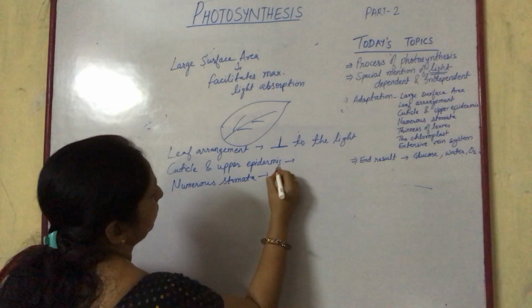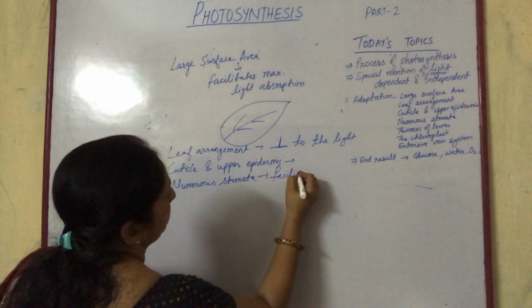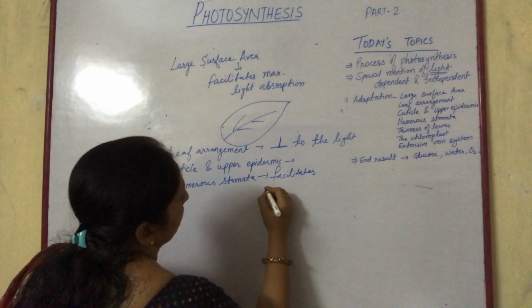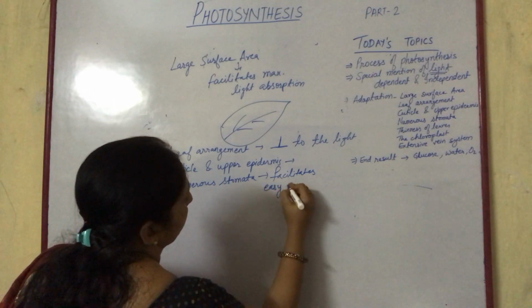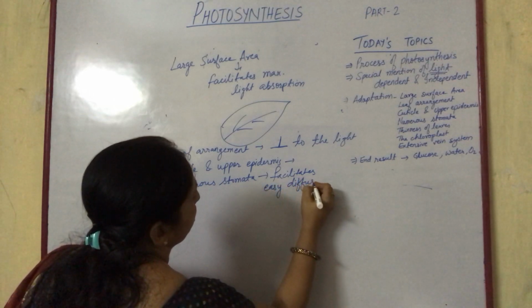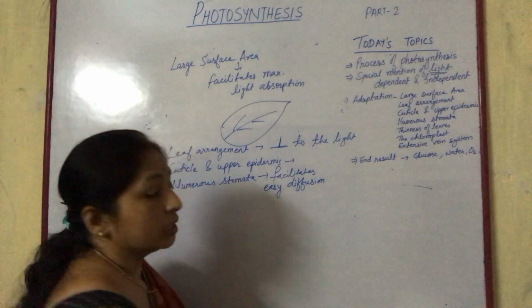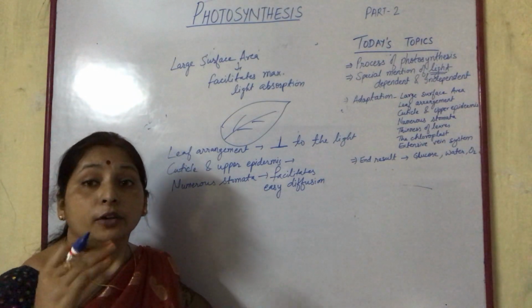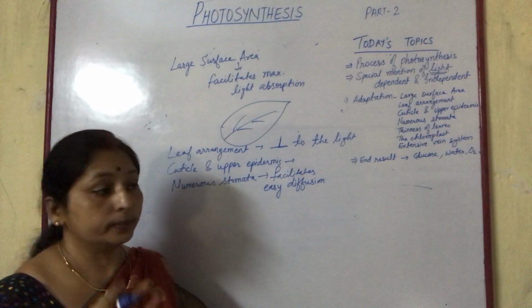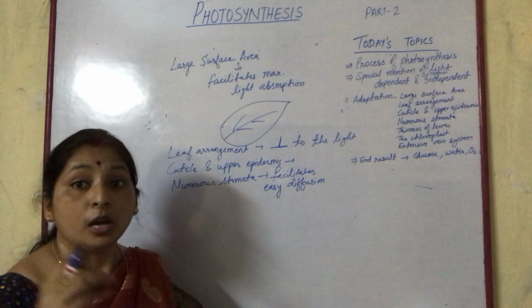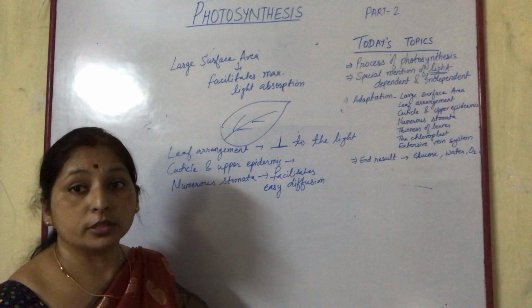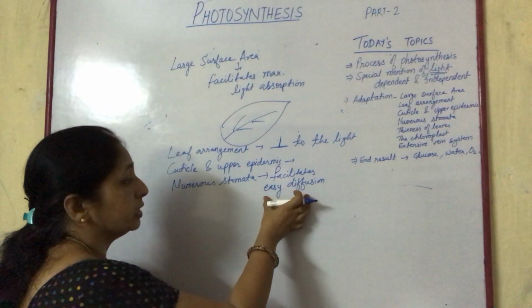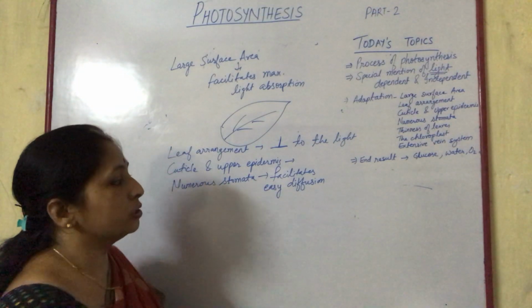This facilitates easy diffusion of gases. Diffusion of carbon dioxide is required during the process of photosynthesis, as it is the raw material for photosynthesis. So easy diffusion is facilitated by numerous stomata.